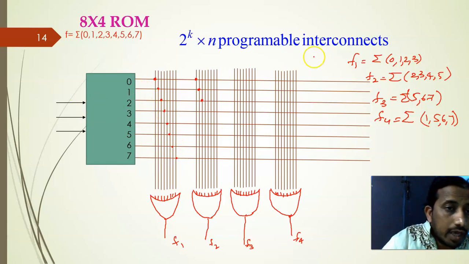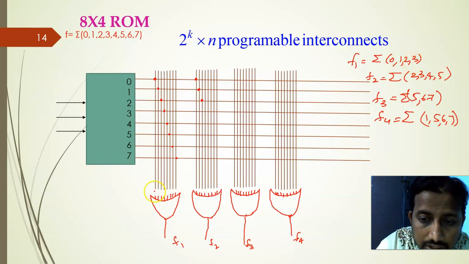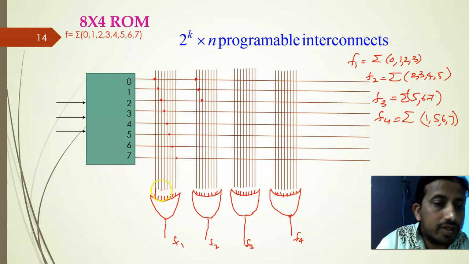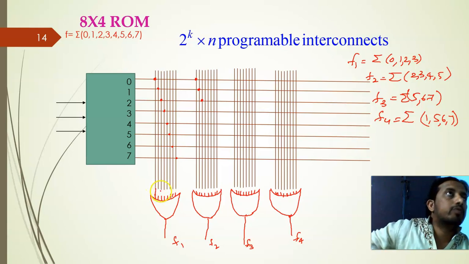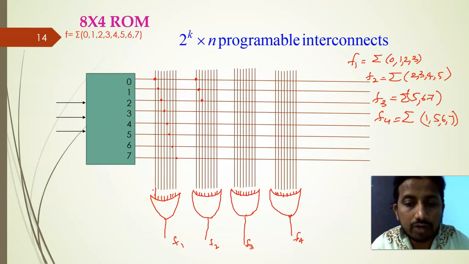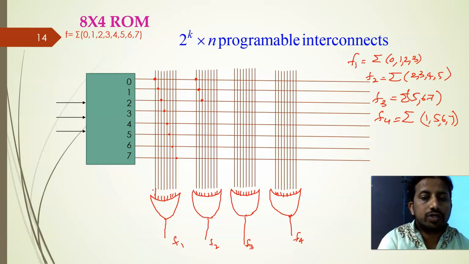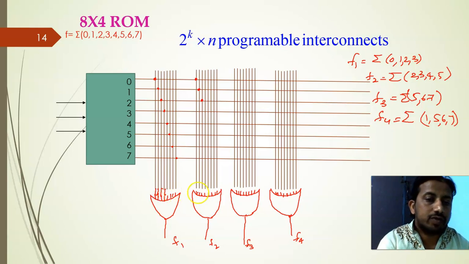So when you take f1, f1 is 0, 1, 2, 3. The 0th line is this one, so the fuse between these two is intact. We are not blowing away the fuse. At first all the fuses are intact, but when you go for programming, we will blow up the fuses. For your explanation, which fuses are to be intact, I will draw a line, and which fuses are to be blown away, I won't draw any line. So here, 0, 1, 2, and 3: these four fuses are intact for the first function.